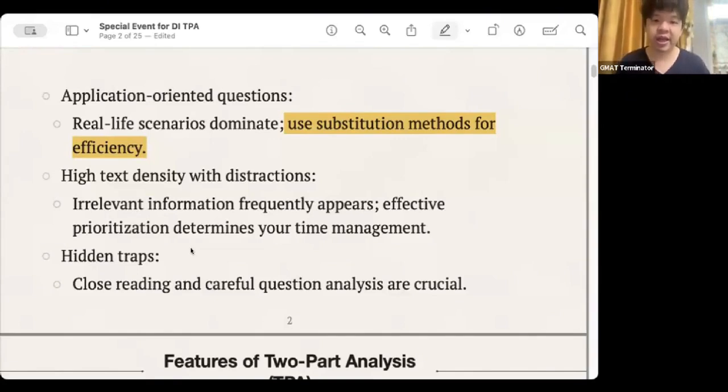But when I teach DI, I always emphasize that while you don't need to study new abilities, you do need to first learn the problem-solving process, because the question types include both charts and text, and the format is not the typical 5-choice single answer question. Plus, as we mentioned earlier, there's a lot of irrelevant information. So today, what I want to teach you is the important problem-solving process for DI, which starts with TPA.